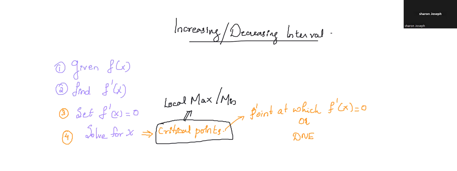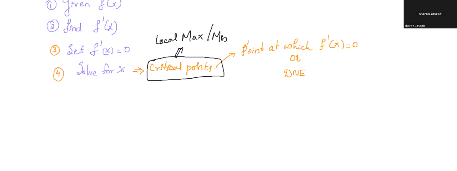For that, we need to do something called a number line. We have to draw the sign diagram. One second, let me draw it. So here is a number line, just a normal number line. You know that the endpoints are negative infinity and positive infinity. On the number line, we mark the critical points that we got. Let's call the critical points C1 and C2.